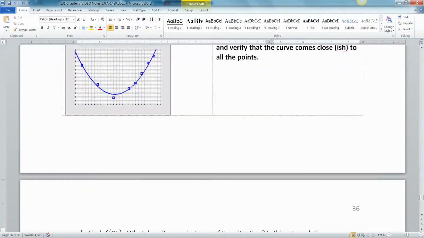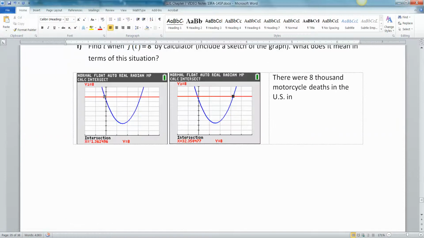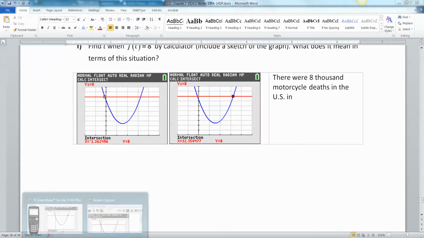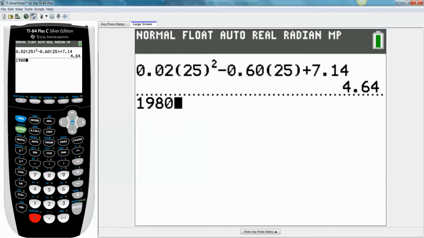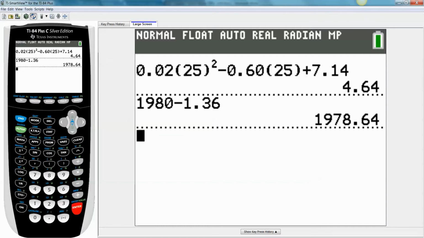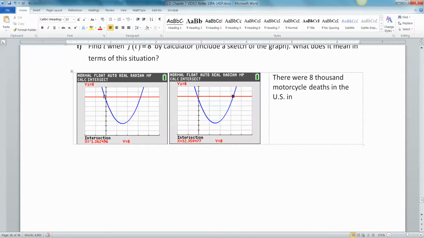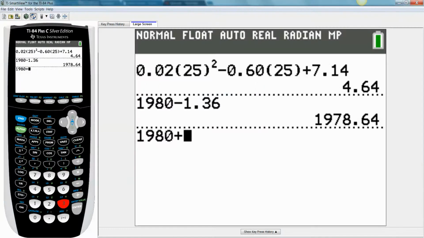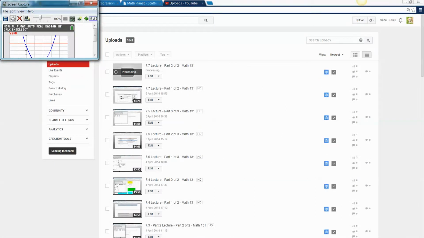All right, so your starter year is 1980, right? So if you take 1980 and you subtract 1.36, let's go do that. 1980, subtract 1.36, enter. You get 1978. Let's find the other one while we're at it. 1980 plus, what was the other one? 32.35. 32.35 will get us 2012. So in 1978 and 2012.